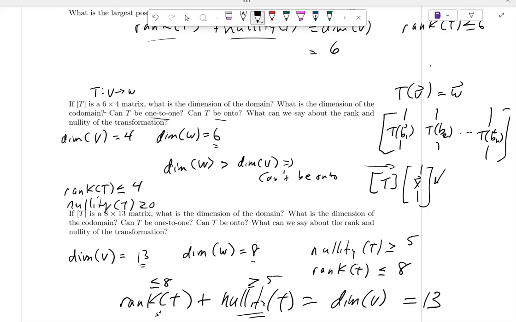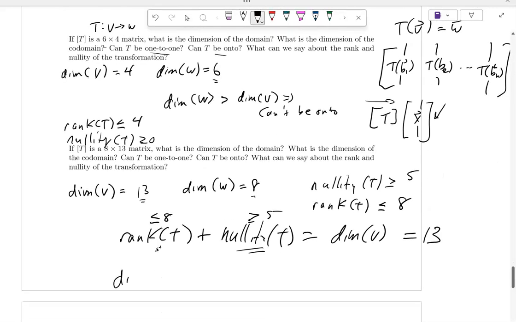Okay. So in particular, can it be 1-to-1? No, it can't be 1-to-1. So if the dimension of your input is greater than the dimension of the output space, it can't be 1-to-1, and that's all the time. Just in case they wanted to ask me that one again. That one's an all the time one as well.